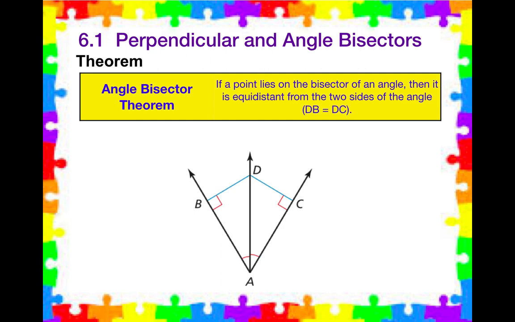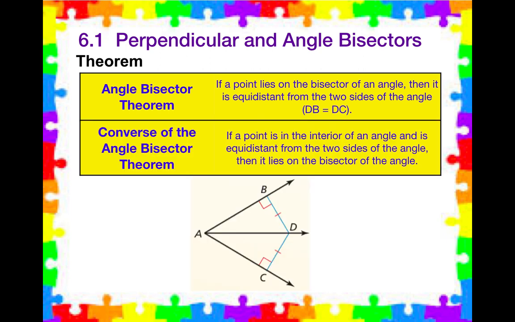The angle bisector theorem says that if a point lies on the bisector of an angle, then it is equidistant from the two sides of the angle. So from D to B, there's a perpendicular distance, and D to C, there's a perpendicular distance. And these two distances are going to be the same, so we can mark those. Those are going to be congruent.